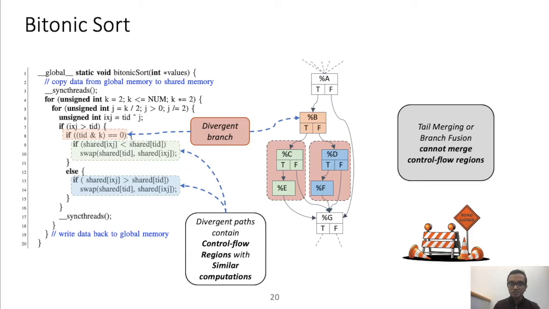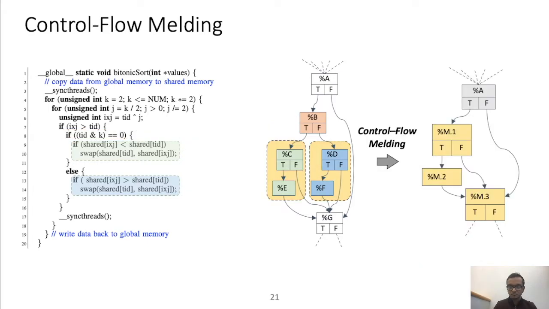Tail merging or branch fusion can't be applied in this case to remove divergence because these techniques cannot merge at the control flow region level. Also, the divergent branch is contained inside a doubly nested loop. This amplifies the effect of control flow divergence even further. To solve this problem, we propose a new compiler transformation called control flow melding that can merge control flow at the region level to reduce divergence. The melded control flow is simplified and has less divergence.